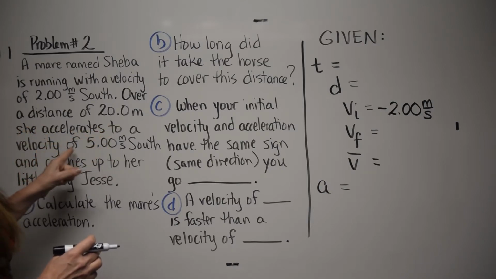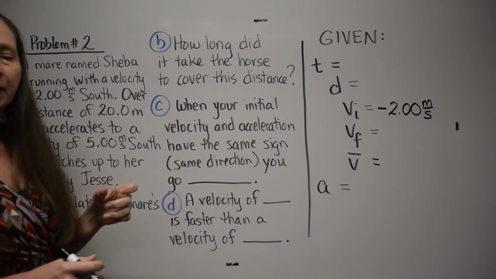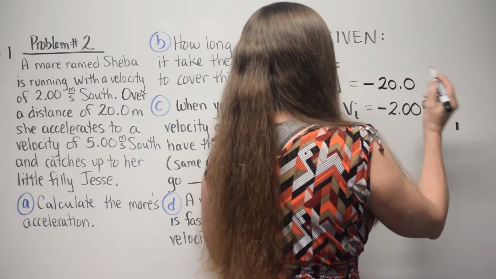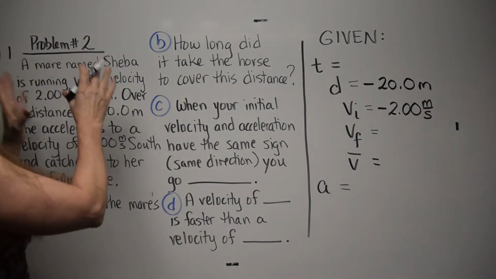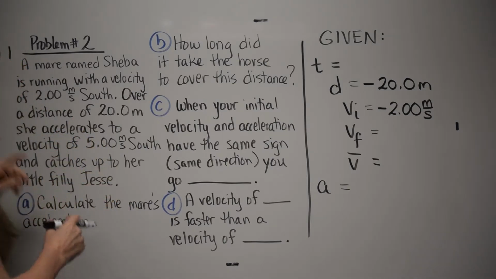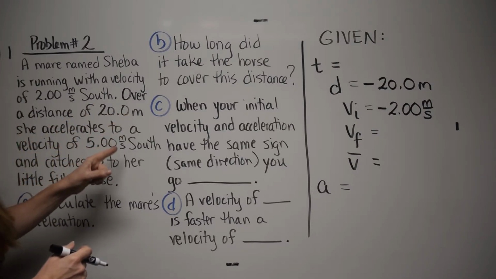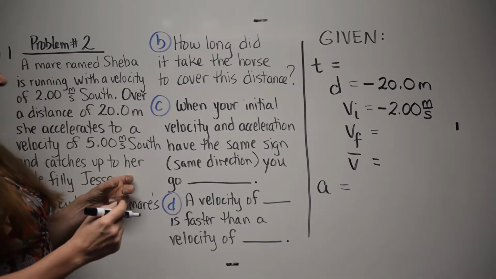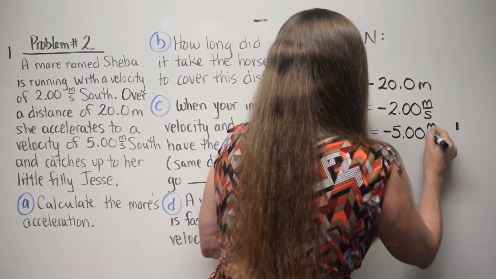She accelerates to a velocity of 5 meters per second south. Now, if she's heading south and she goes 20 meters south, that is a negative displacement, because she's heading south and she accelerates south, so she's going south, south, south. You'll see as we read this complete problem, she is not changing her direction. So her final velocity is 5 meters per second south. That's negative 5 meters per second.